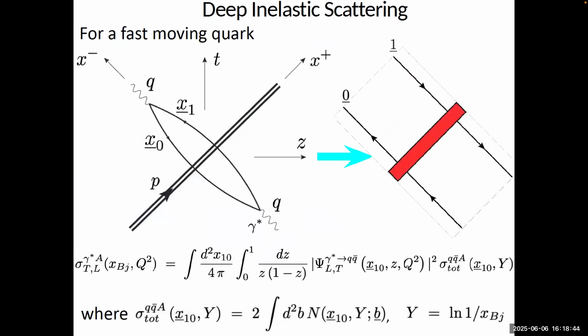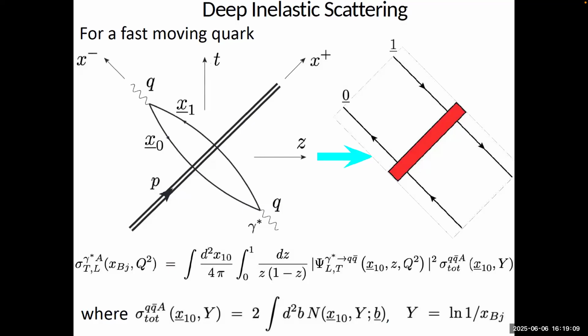Usually this process we describe with this red rectangle. The color is not important, but we call this a shockwave. And we also assume that this quark and antiquark move very fast, so we represent them as straight lines.